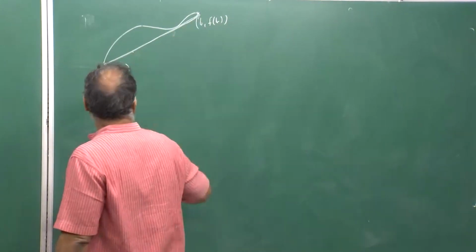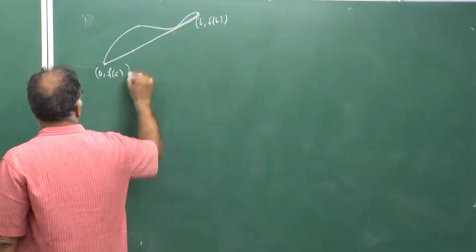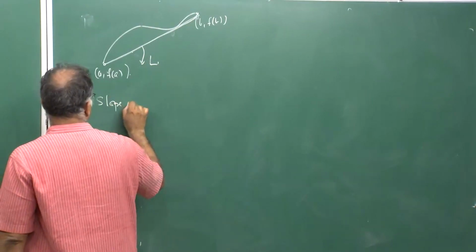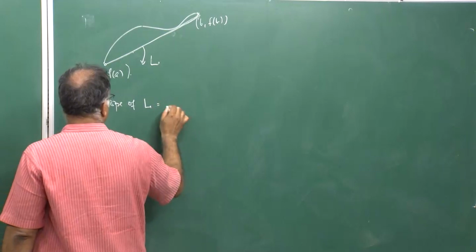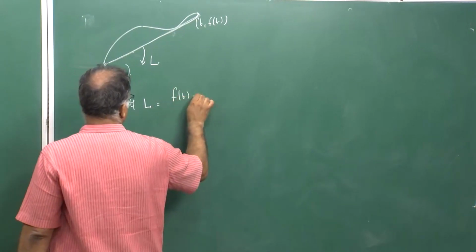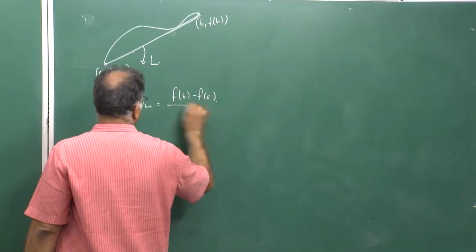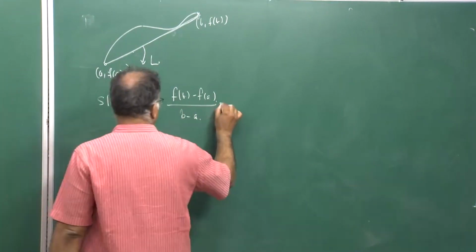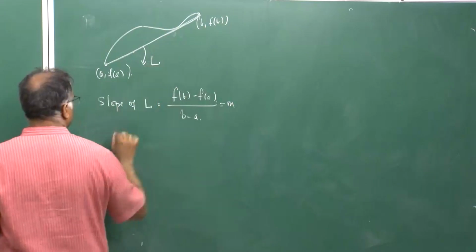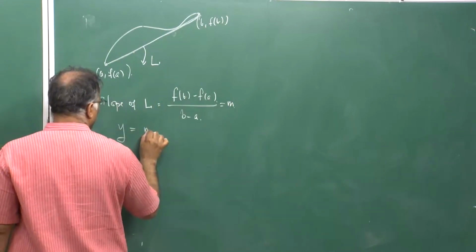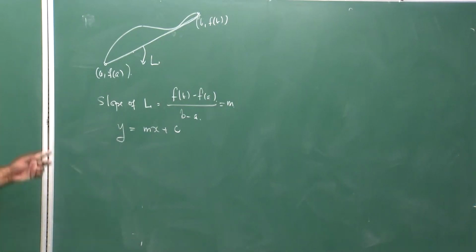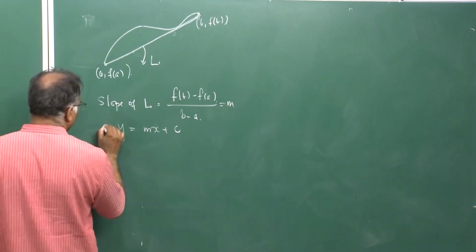So what is this line? This given line, if I call it L, has a slope. Slope of L is equal to (f(b) minus f(a)) by (b minus a). This is your m. So what is the equation of this line? The equation is y equal to mx plus c, or I can call this g(x) if you want.